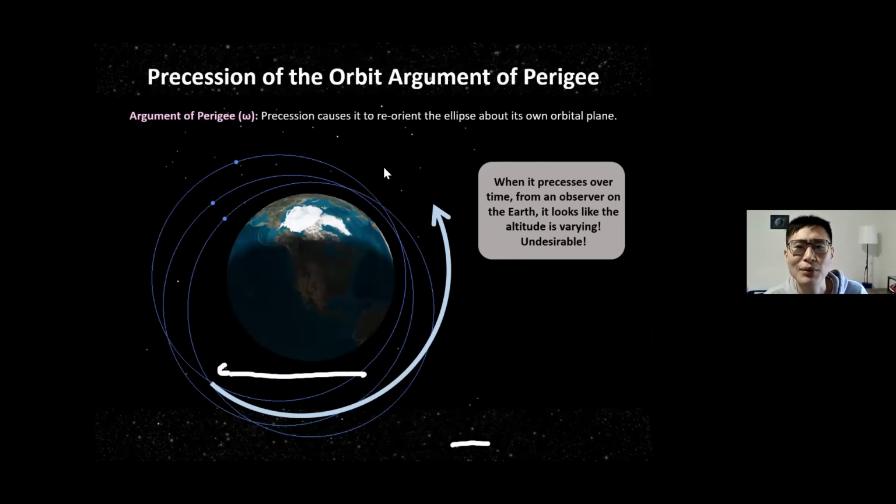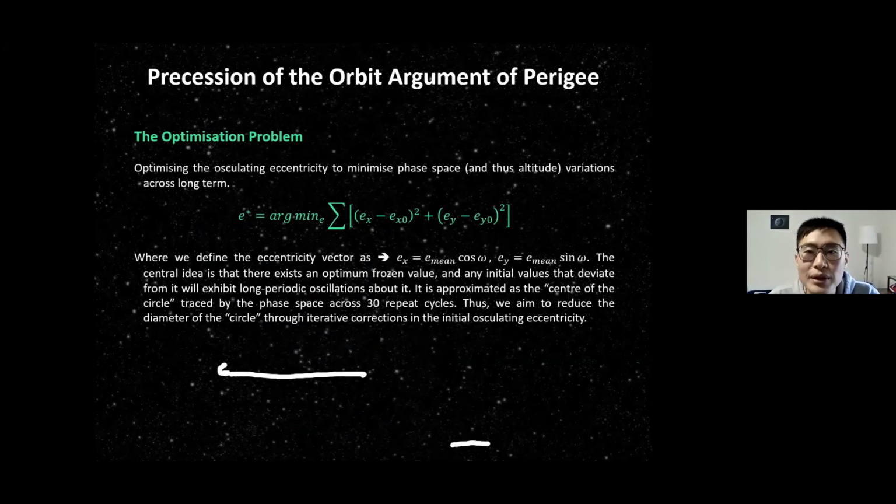But that's the repeat part. We haven't actually talked about the frozen part yet. We want to talk about how we make sure the orbit stays, it doesn't precess so much over time. And let me erase this annotation. This annotation is still in the way.